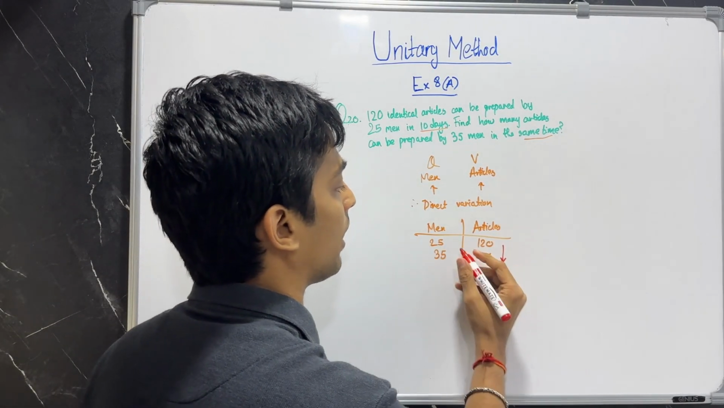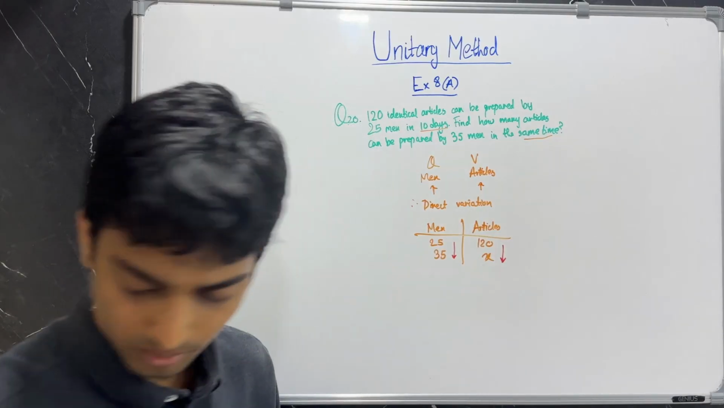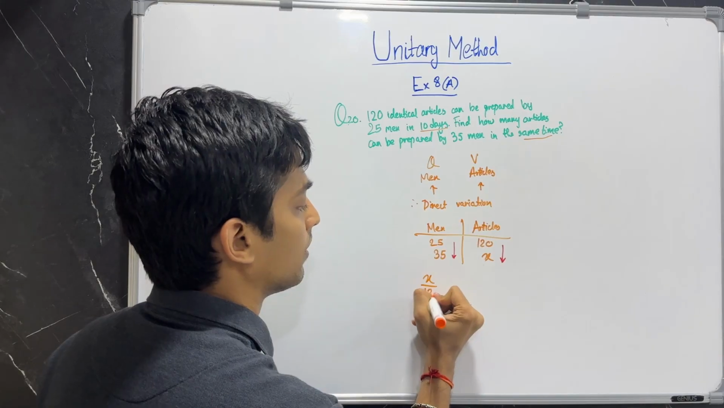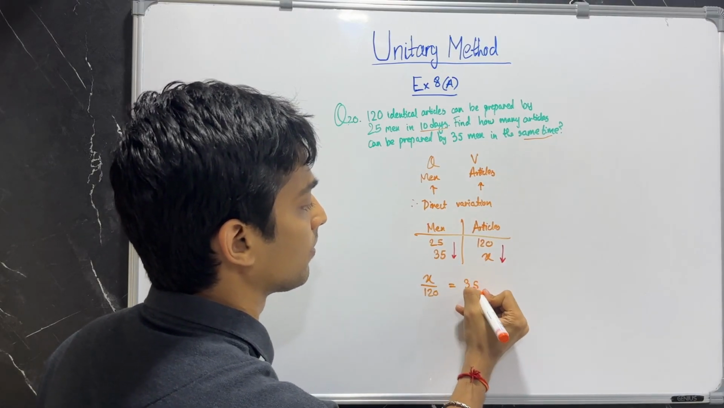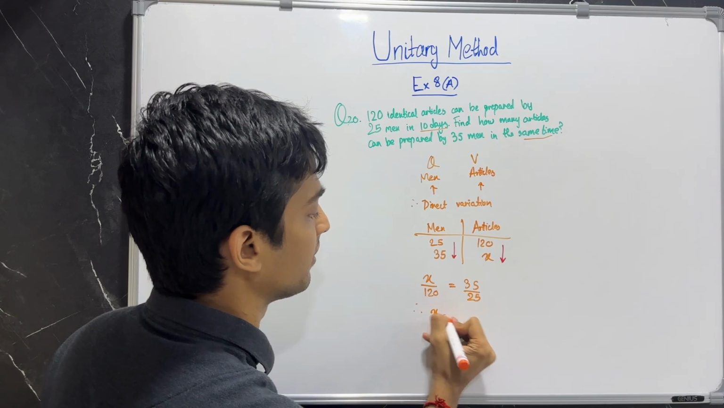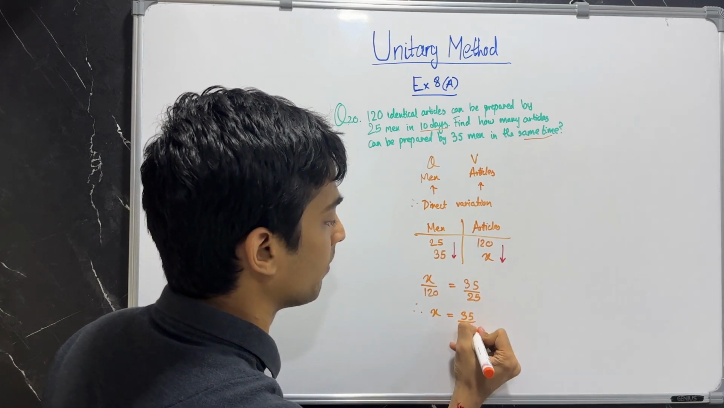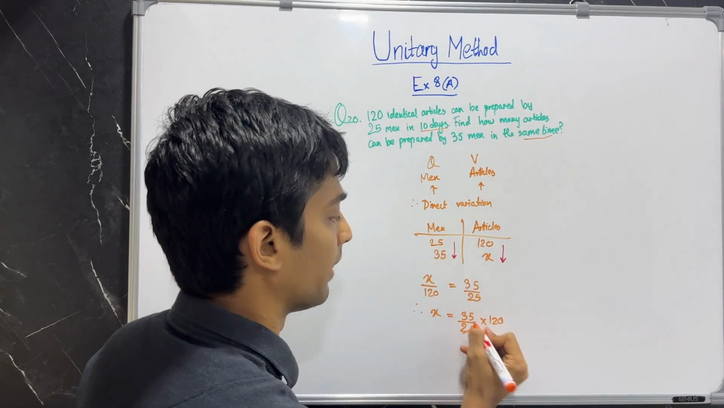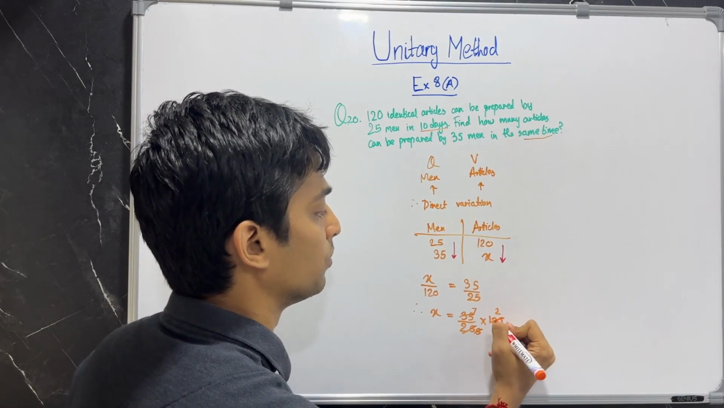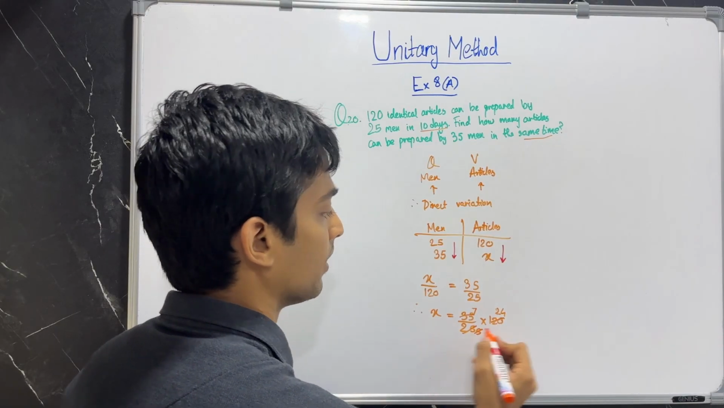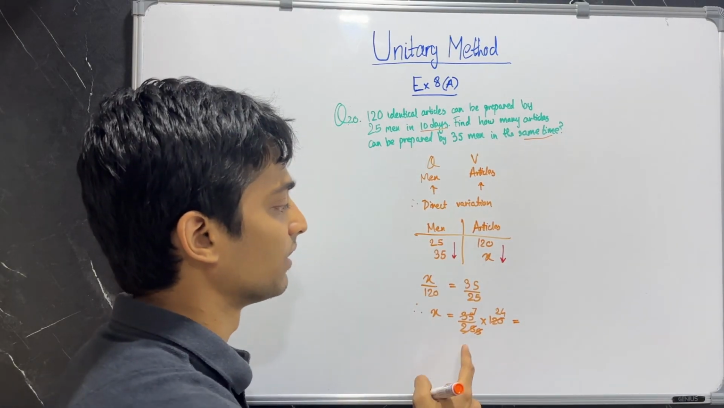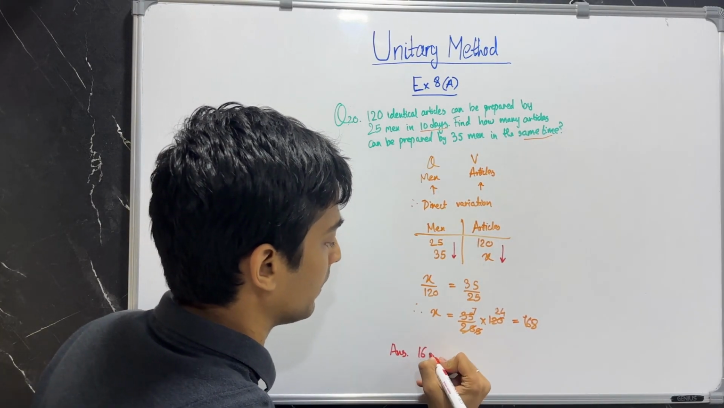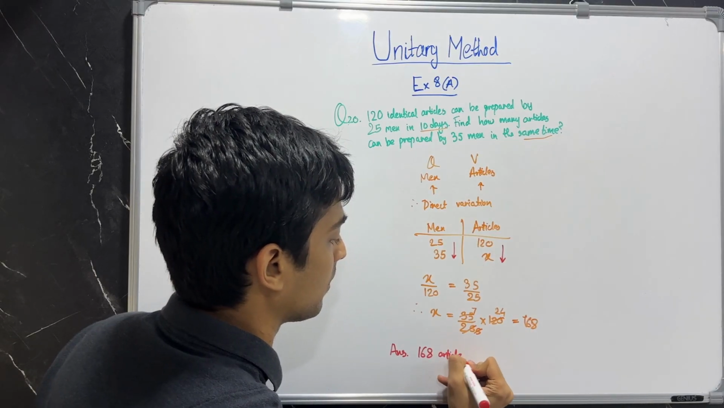Downward arrow here also, since it's direct variation. Head upon tail is equal to head upon tail. Therefore, X is equal to 35 upon 25 multiplied by 120. 5 5s are 25, 5 7s are 35, 5 24s are 120. So we get 24 multiplied by 7, which is 168. Answer will be 168 articles can be prepared.